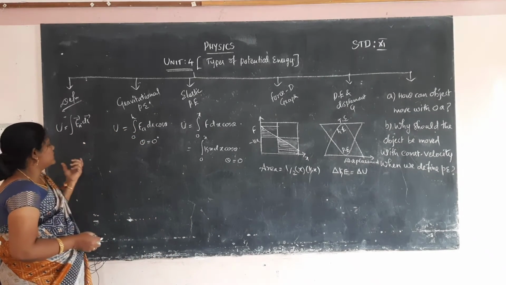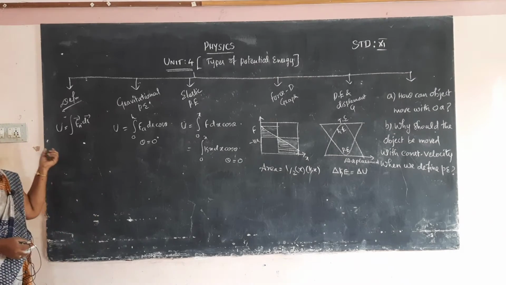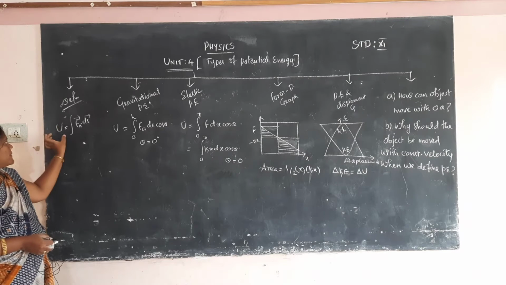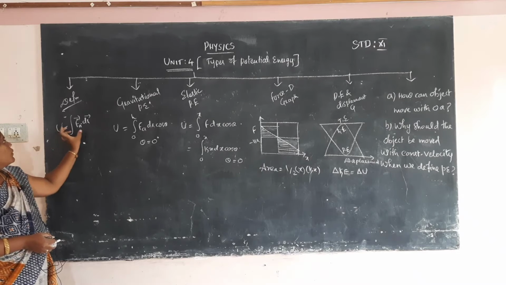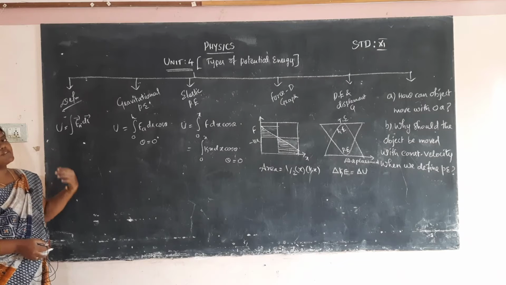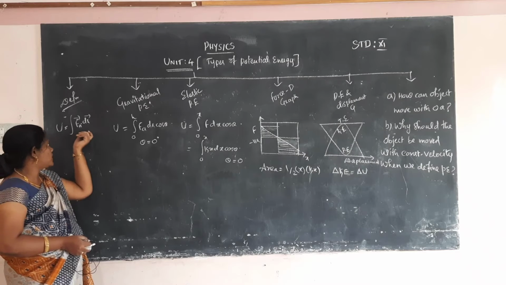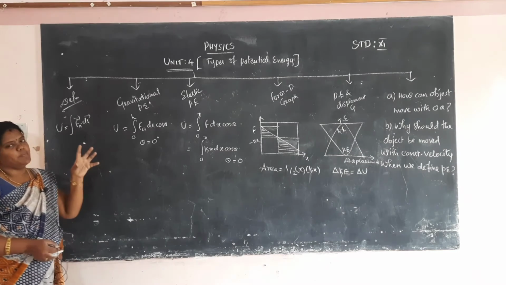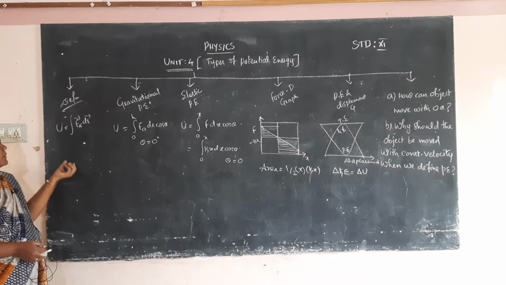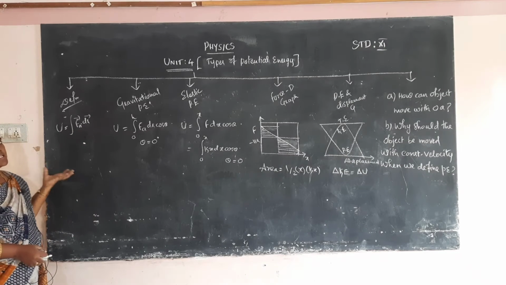First, what is the formula for potential energy? Potential energy is always represented by the symbol capital U. Capital U is equal to the integral of the work formula, which is the same for potential energy. What is the work formula? Force into displacement, that is F dot dr. Here F is the force on an object having some acceleration. That is the work done formula.